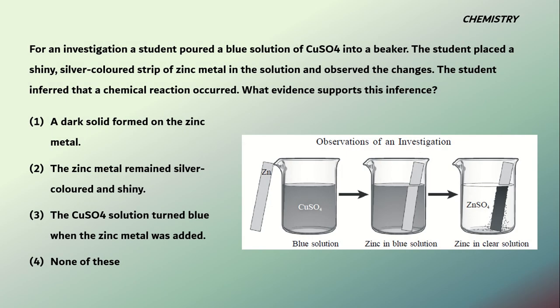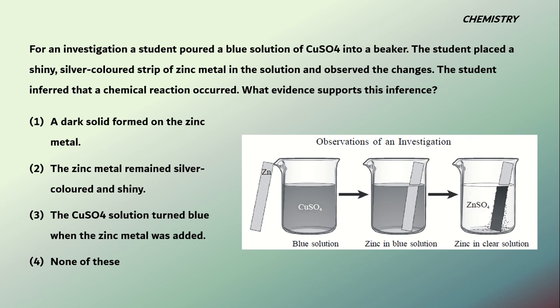Next question on chemistry. For an investigation, a student poured a blue solution of CuSO4 into a beaker. The student placed a shiny silver-colored strip of zinc metal in the solution and observed the changes. The student inferred that a chemical reaction occurred. What evidence supports this inference? Now we have 4 statements, or rather 3 statements and one of them being none of these, and we have to find which one would support the evidence that a chemical reaction had occurred.